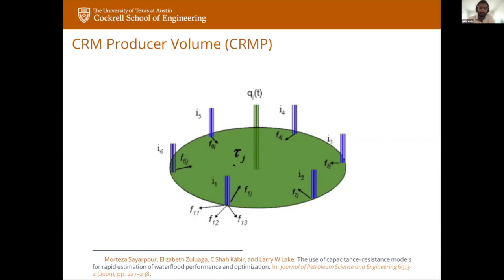There are 2 variables that we try to fit each well to. It is tau, which is the time constant, and then the F values are the gains. I'll discuss these a bit more in a couple slides.